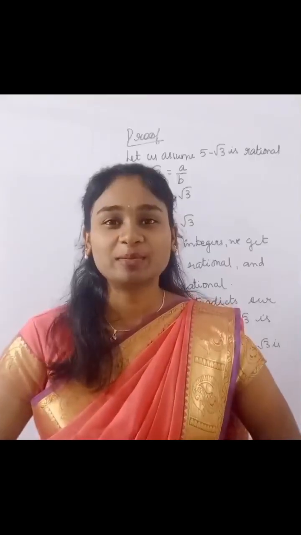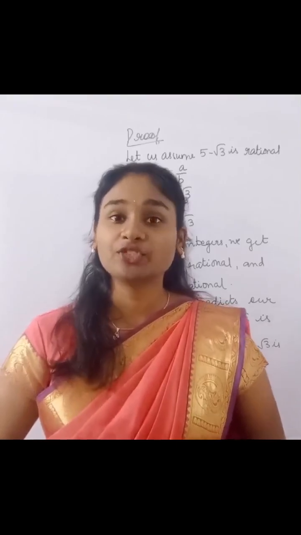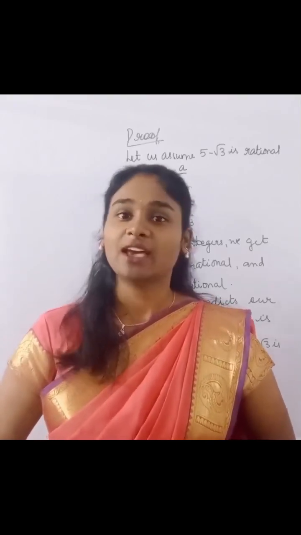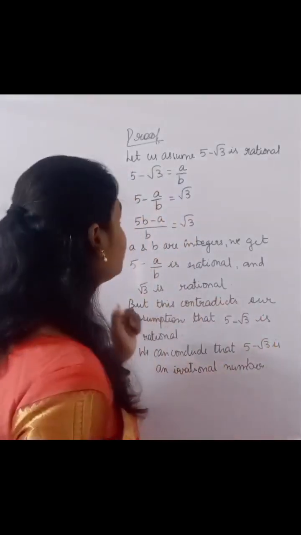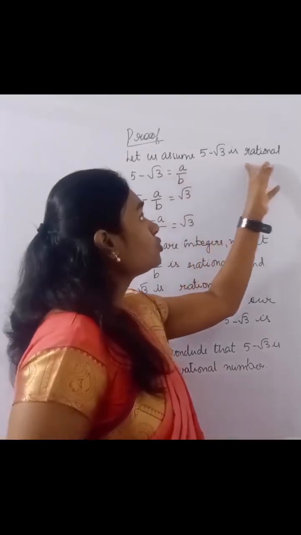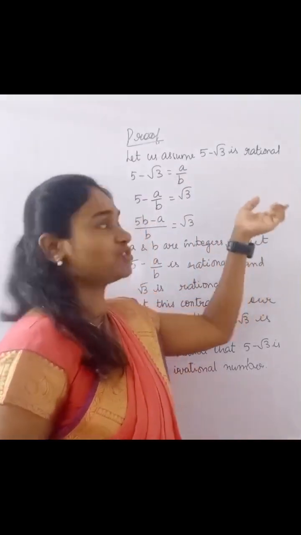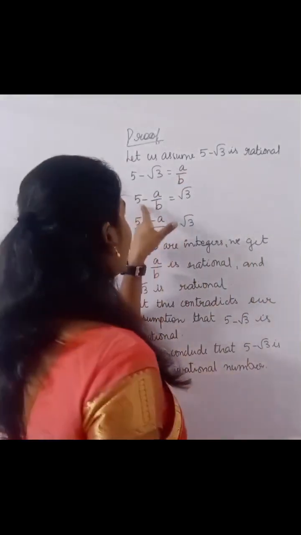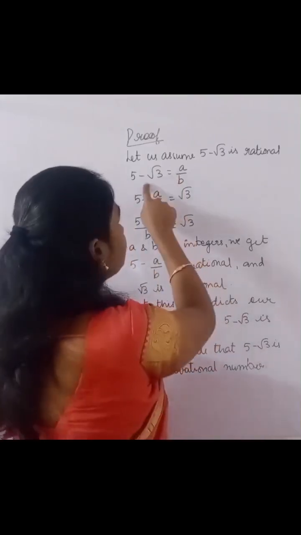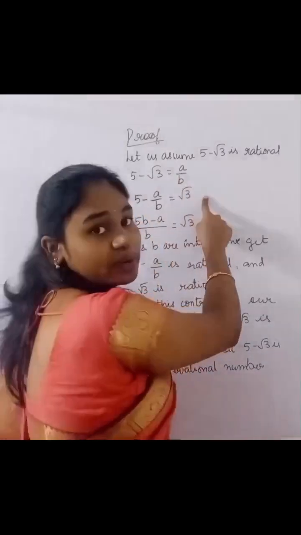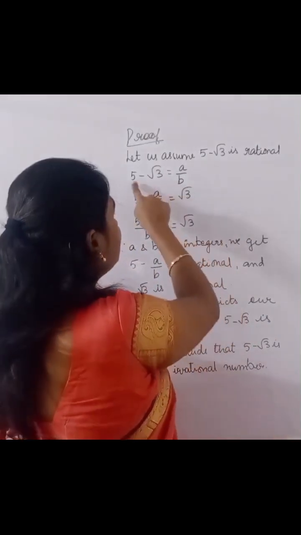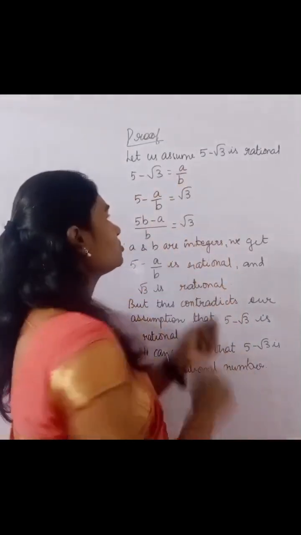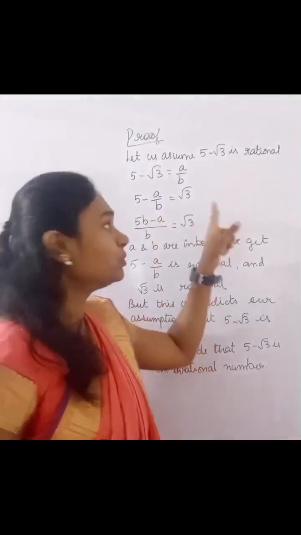That is all for example number 5 of real numbers. Example number 6: we have to prove that 5 minus root 3 is an irrational number. As usual, let us assume that 5 minus root 3 is a rational number. If it is a rational number, it can be expressed in the form of a by b. Then 5 minus root 3 is a by b. I shift this minus root 3 to the RHS, so it becomes plus root 3, and shifting a by b to the LHS, we get 5 minus a by b is equal to root 3.